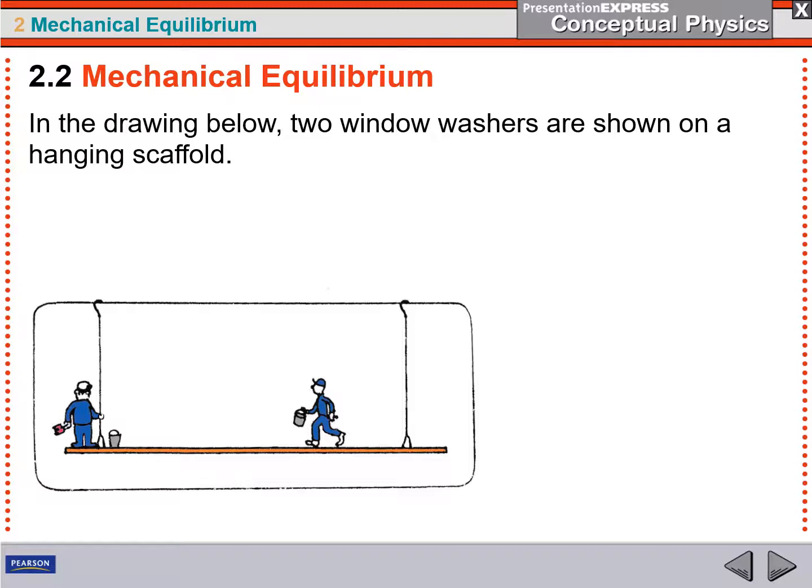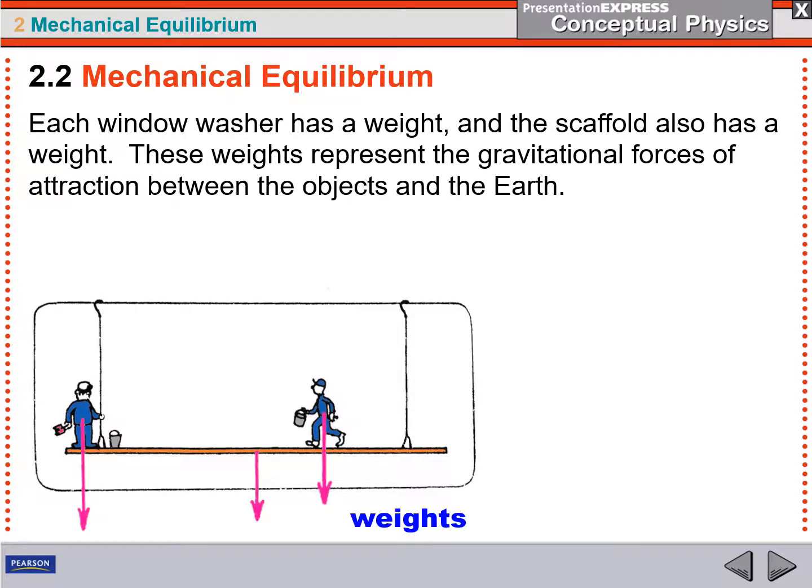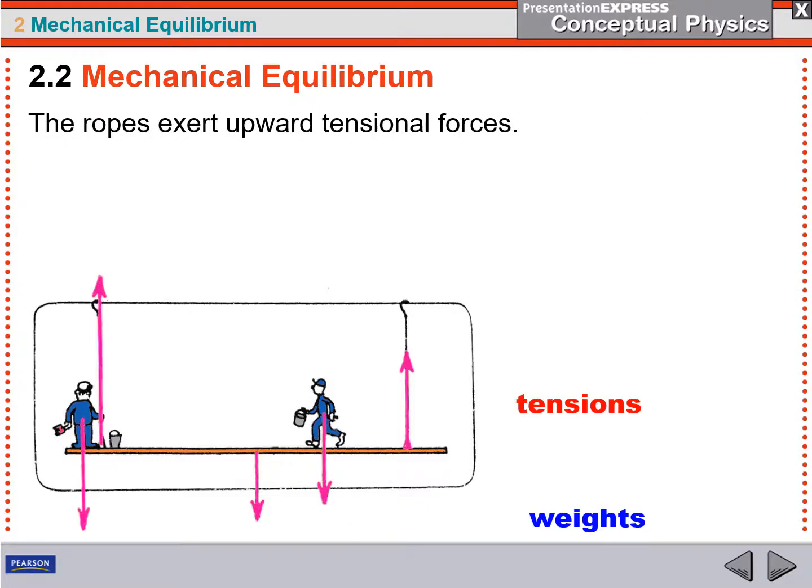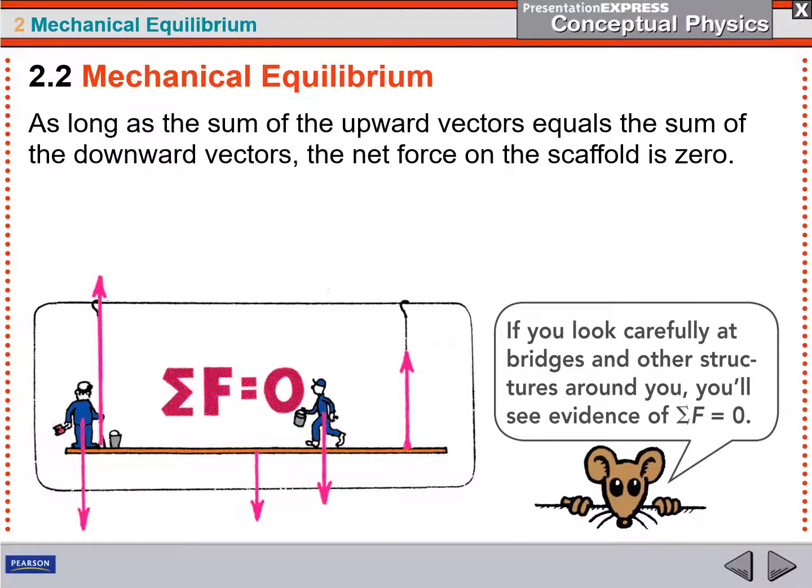Here are two people standing on a scaffold. These are window washers. Each of the window washers has a weight, and the scaffold has a weight. Those weights are directed toward the center of the earth. The earth and the objects are attracting each other with a certain amount of weight. The ropes have tension forces acting in the opposite direction. If the scaffold is not moving, then the sum of those forces must be 0.